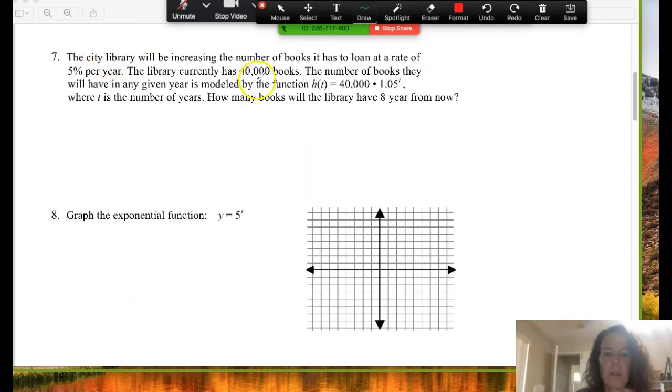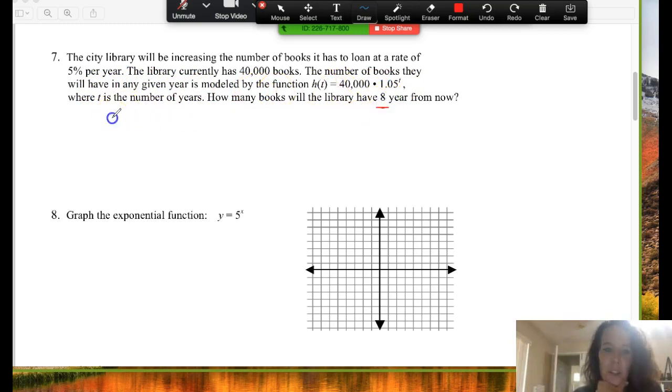Okay, this problem looks monster scary, but it really is quite a simple problem. Just read through it. The city library will be increasing the number of books it has to loan at a rate of 5% per year. Okay, so they're getting more books. Yay! It currently has 40,000 books. The number of books they will have in any given year is modeled by this function. It's exponential because it's increasing 5% per year, where t is the number of years. How many books will the library have in 8 years?